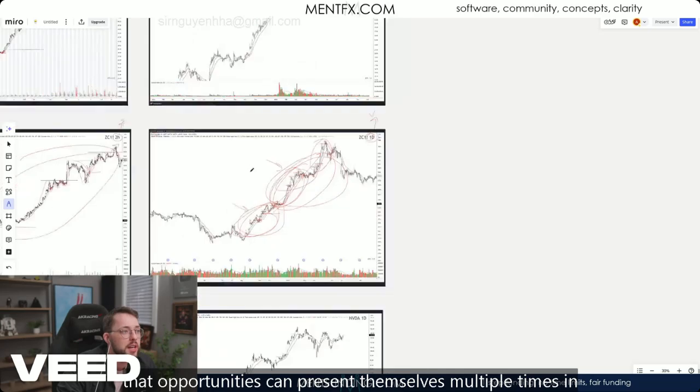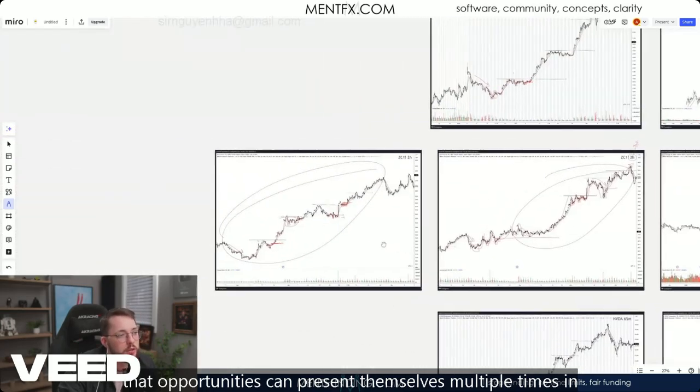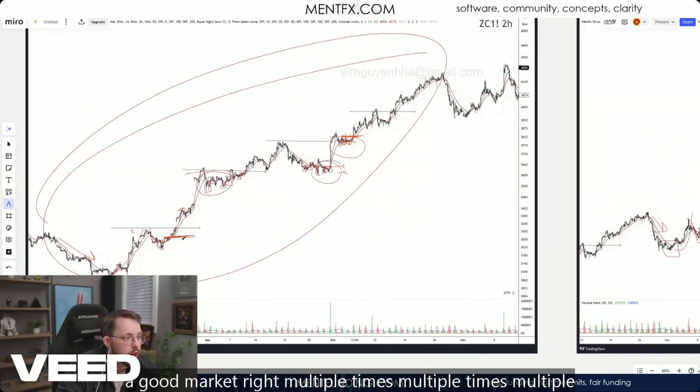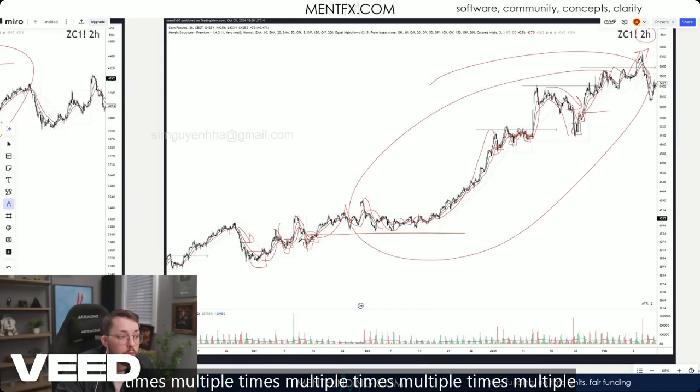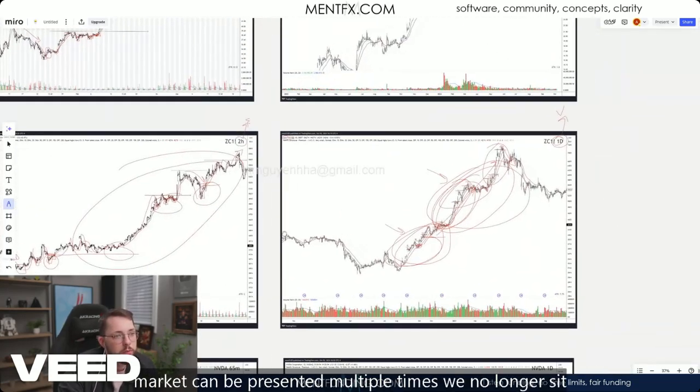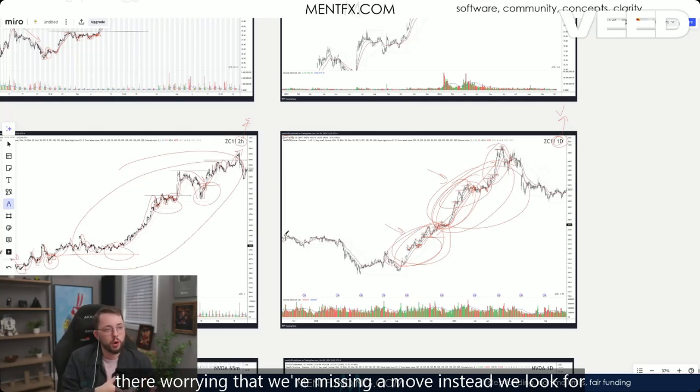Because once we start understanding that opportunities can present themselves multiple times in a good market, right? Multiple times. Once we understand that the opportunities in the market can be presented multiple times, we no longer sit there worrying that we're missing a move. Instead, we look for the very good moves, right?